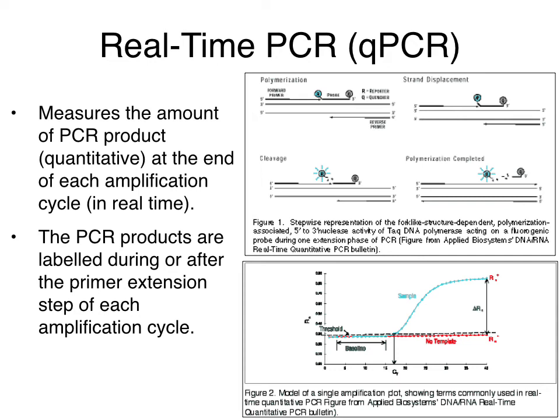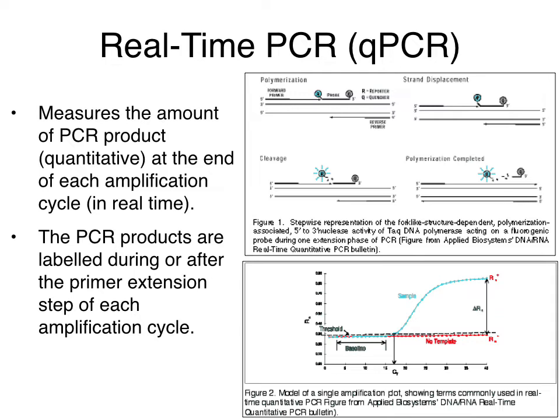In conventional PCR, the amplified product is detected by an endpoint analysis, such as running the DNA on an agarose gel after the reaction is finished. In contrast, real-time PCR, as the name suggests, measures the amount of PCR product at the end of each amplification cycle, thus in real time. To do this, you label the PCR products during or after the primer extension step of each amplification cycle.